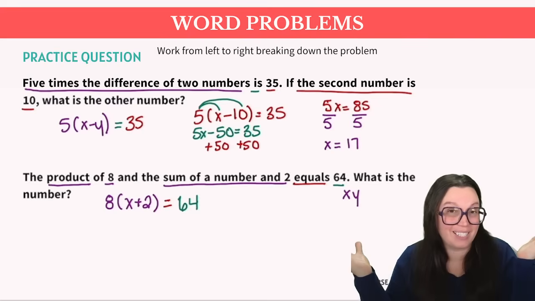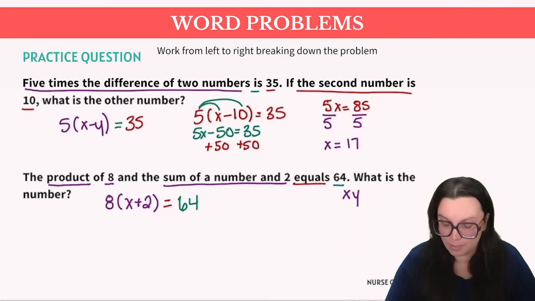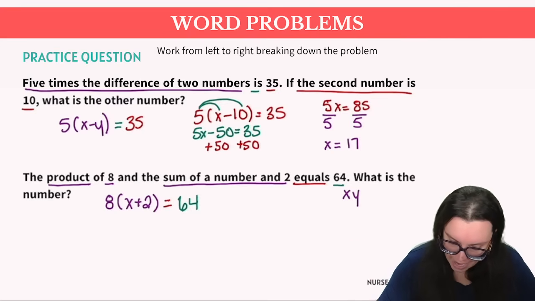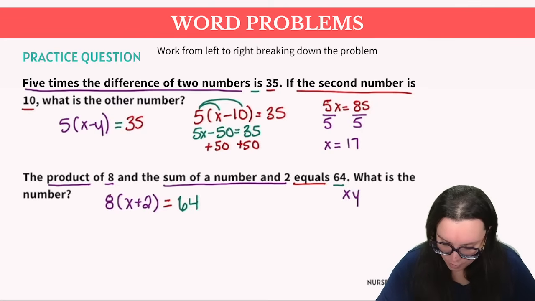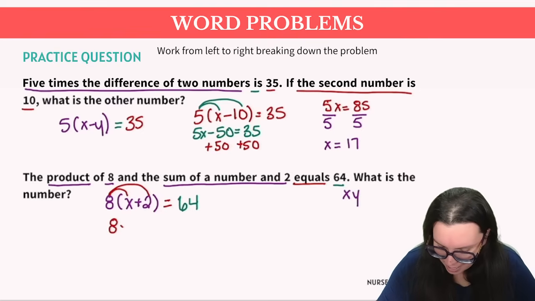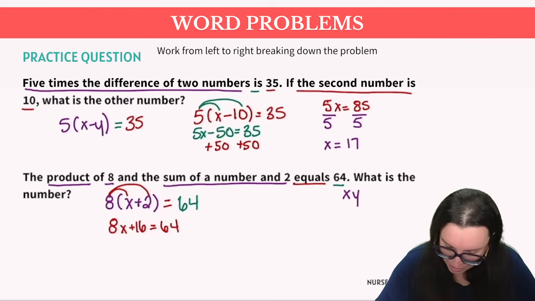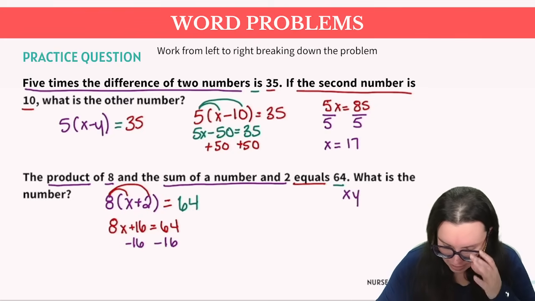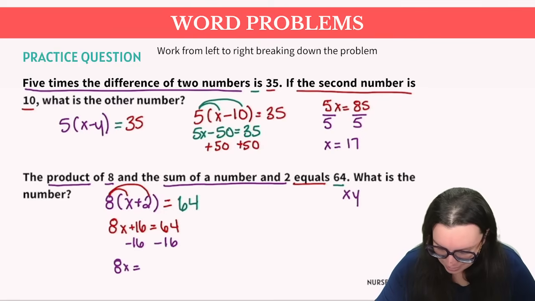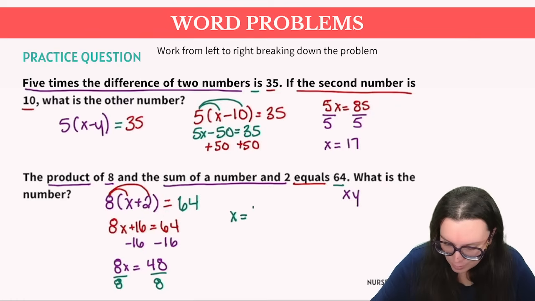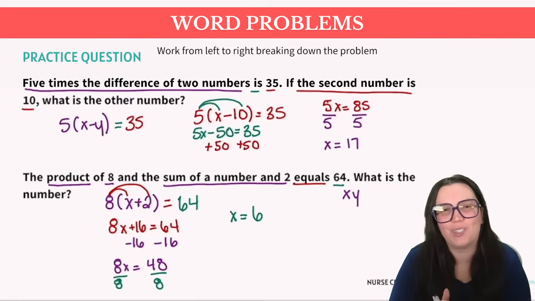So 64 is 64. So now we're going to do the same thing like we did before, and we're going to multiply our 8 by everything within our parentheses. So we're going to multiply 8 by x, and we're going to multiply 8 by 2. So that's going to give us 8x plus 16 is equal to 64. Now we need to start isolating our x, right? So we're going to subtract 16 from both sides. That's going to give us 8x is equal to 48. And then we are going to divide both sides by 8 to isolate our x. So x is going to be equal to 6, which is the answer to our word problem.